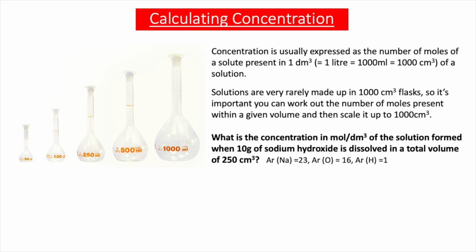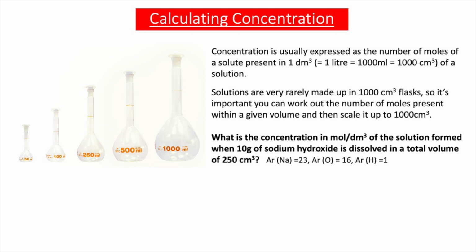Now solutions are very rarely made up in 1,000 centimeter cubed flasks. So it's important you can work out the number of moles present within a given volume and then scale it up to 1,000 centimeters cubed. And you can see in this picture that we have different size volumetric flasks here. We have a 50 centimeter cubed flask, a 100 centimeters cubed, a 250 centimeters cubed, a 500 centimeters cubed, and the 1,000 centimeters cubed flask.